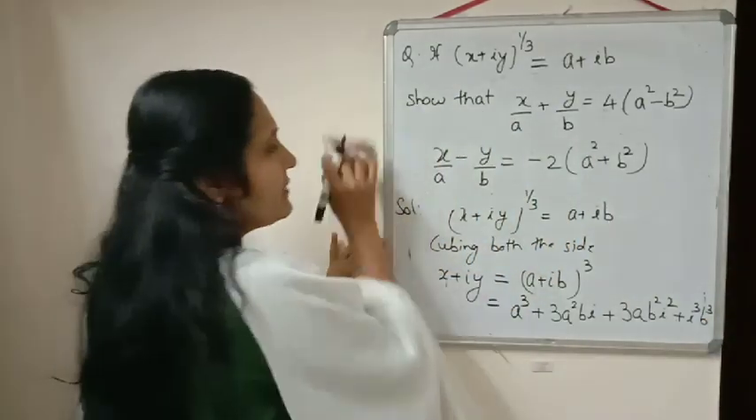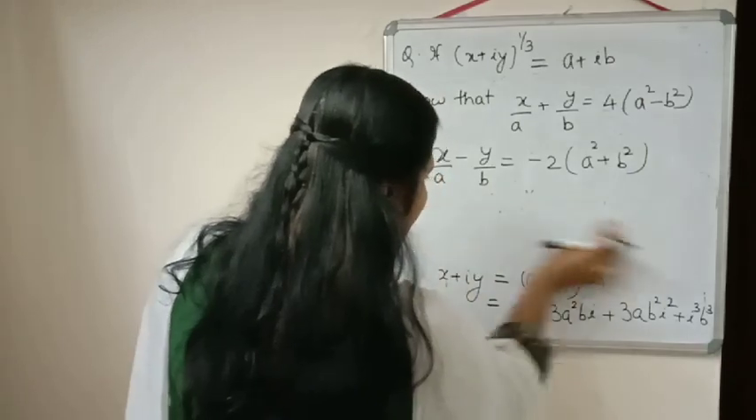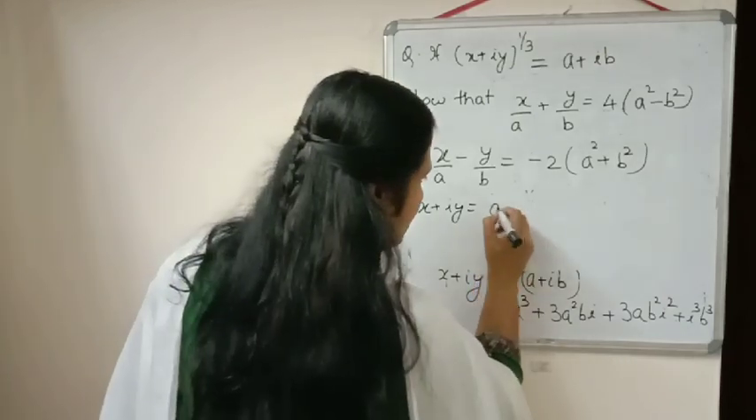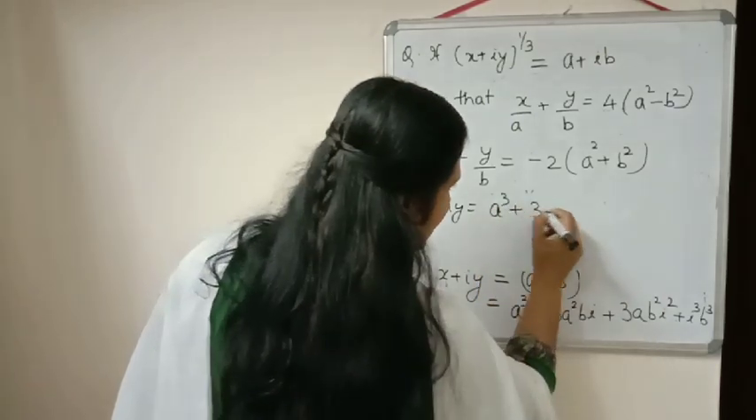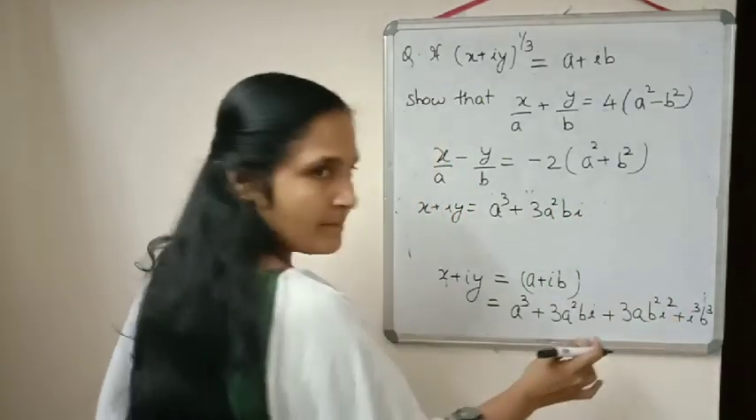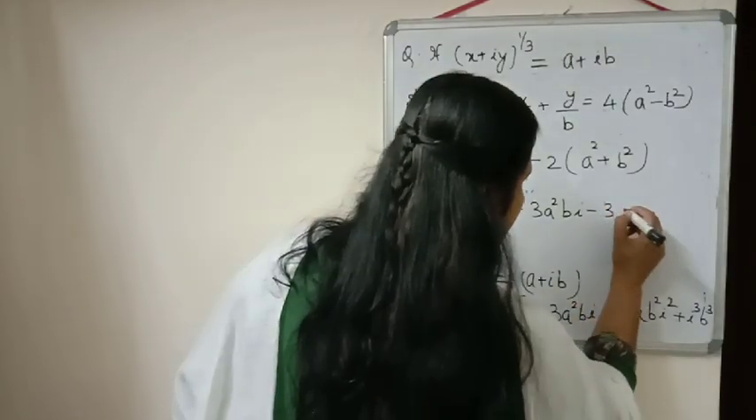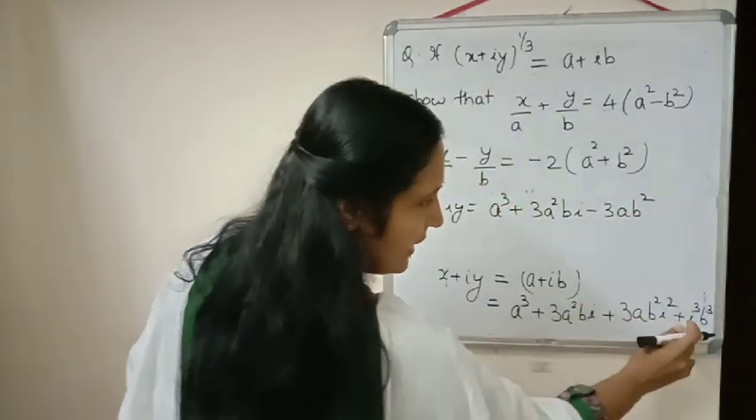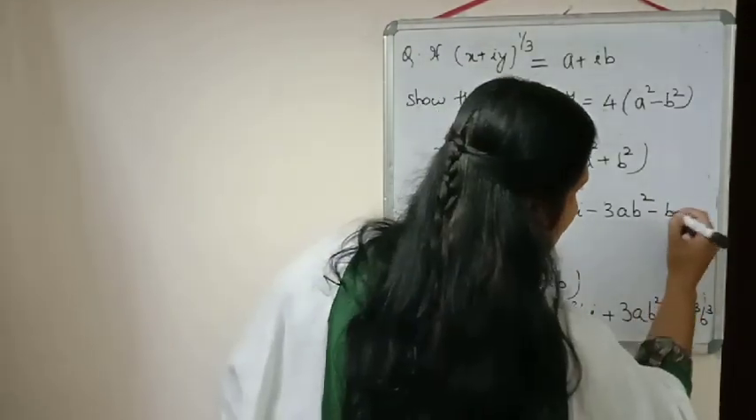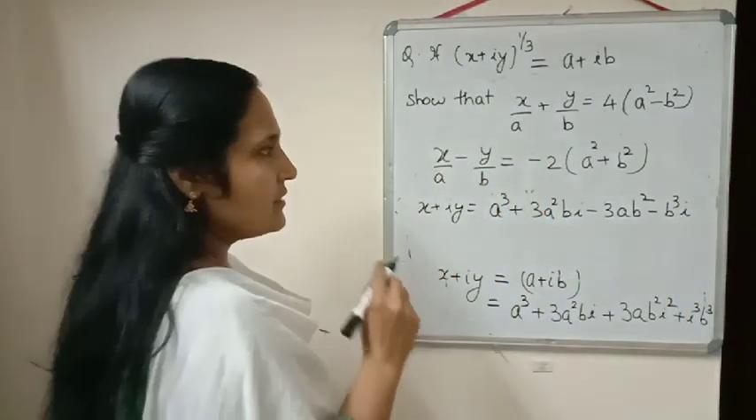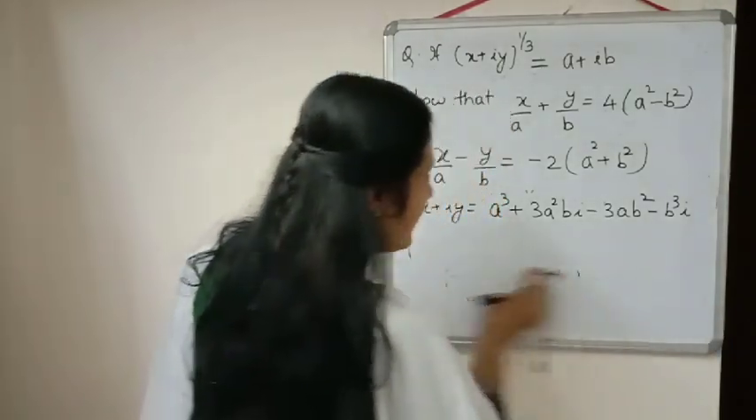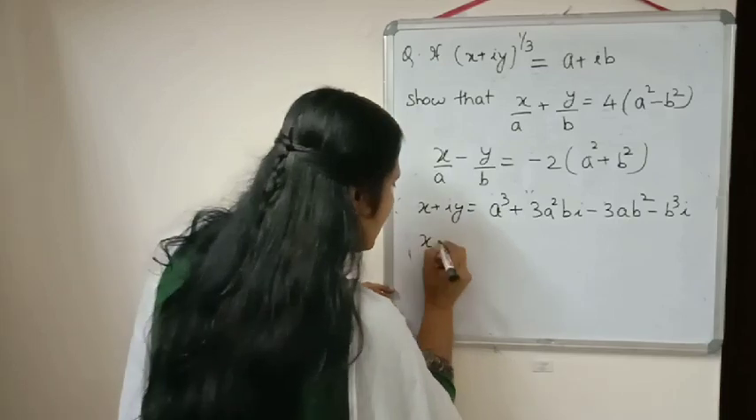Now we will simplify it. Then x + iy is equal to a³, we cannot do anything, 3a²bi, that is also in simplified form. What is the value of i²? Minus 1. So it will be equal to minus 3ab². And what is the value of i³? i³ is equal to minus i. Then it will be equal to minus b³i. So here we have two complex numbers, they are equal. So if you equate the real and imaginary part, x is equal to the real part.